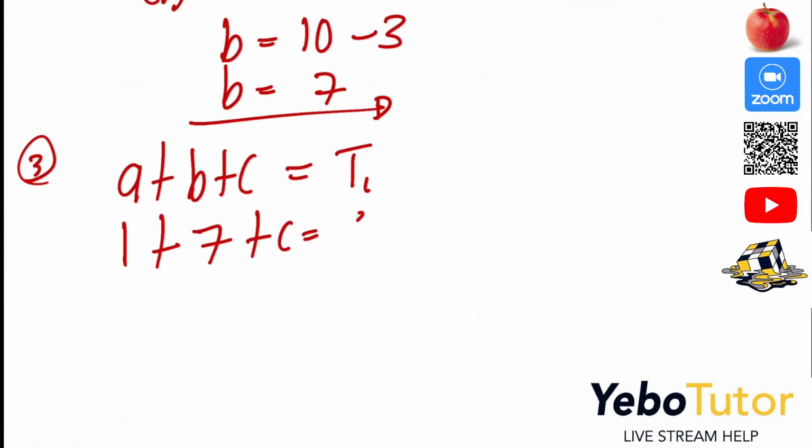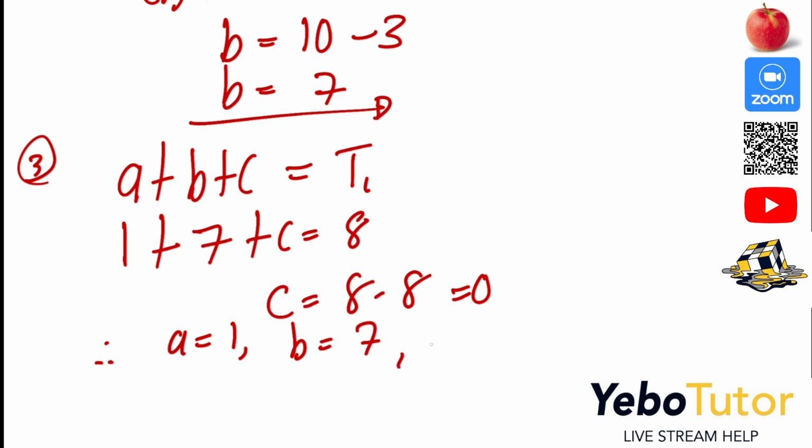Then we make C the subject of the formula. So C will now be equal to 8 minus 1 plus 7 is 8. 8 minus 8 is equal to 0. Then therefore we can see that our A is equal to 1, our B is equal to 7, and our C is equal to 0.